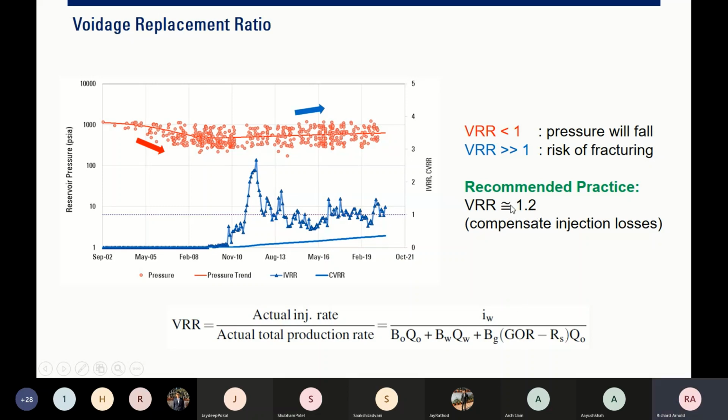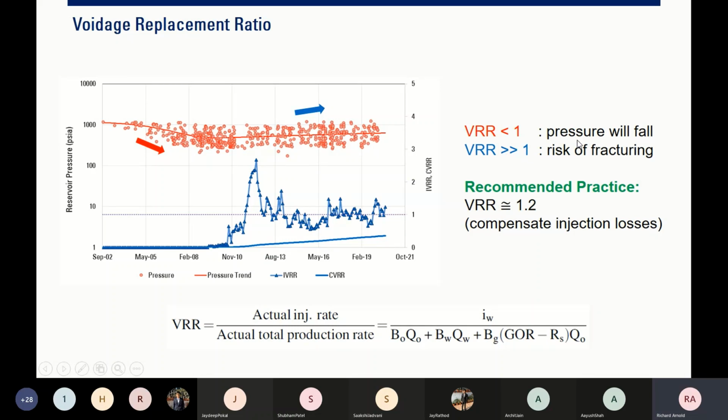Okay, of course, finally the best number is 1. It means that the injection and the production are balanced. But to compensate for injection losses, we can inject more to achieve a VRR equal to 1.2. If your VRR is below 1, it means that your pressure will fall, okay? Because you produce more than what you inject. But if your VRR is well above 1, it will give you a risk of fracturing.